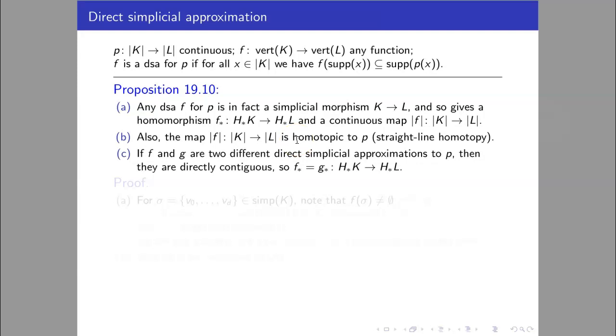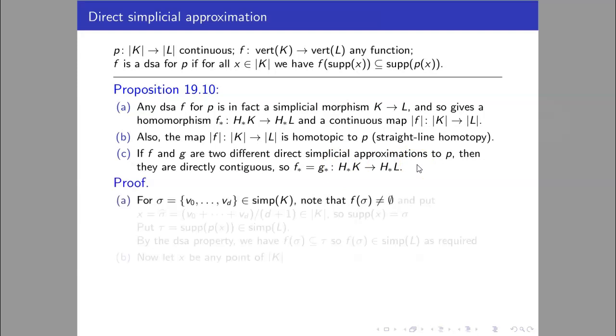The third claim is about different simplicial approximations. You see, there might well be two different direct simplicial approximations to the same map P, but it turns out that any two maps like that are going to be directly contiguous. And so by a result that we had a couple of videos ago, if you've got directly contiguous maps, then they give you the same map in homology. So if F and G are two different direct simplicial approximations, then F star and G star, maps from H star K to H star L, will be the same.